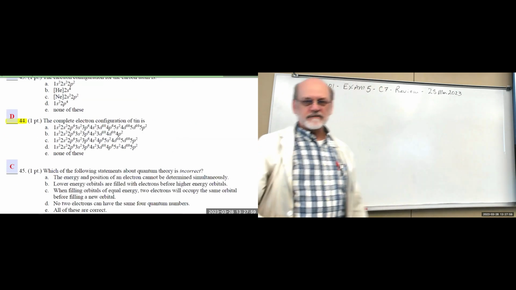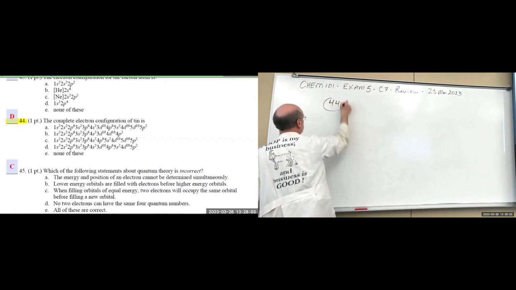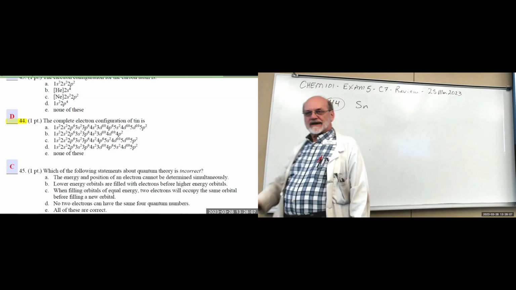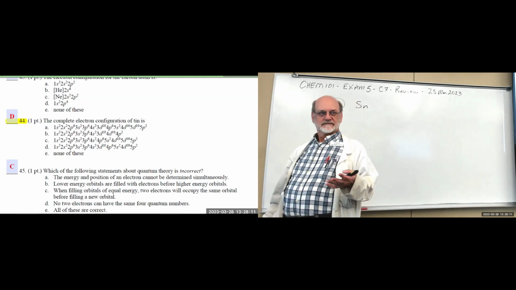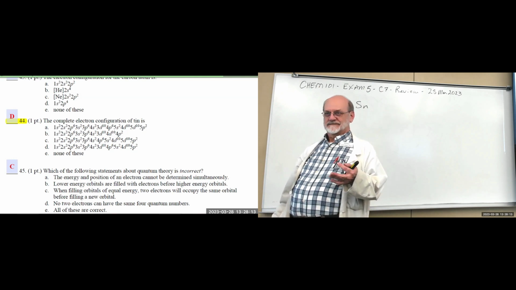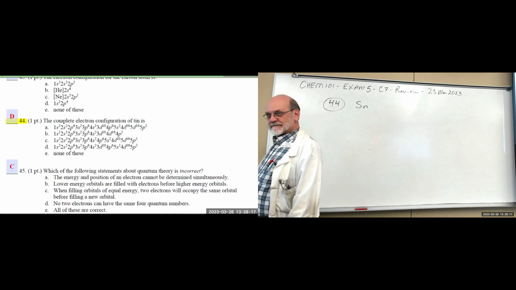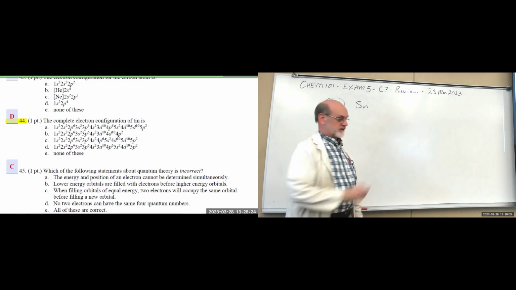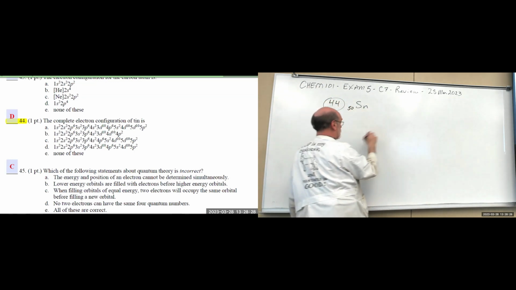The complete electronic configuration of tin. All right, now we're going to have some fun. Tin. So how do we know how many electrons we need? Try the periodic table, right? Where's tin? Right here. It has 50 protons. The neutral atom has 50 electrons. Okay, so we start our shorthand.